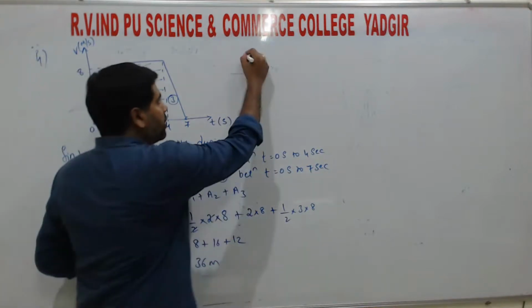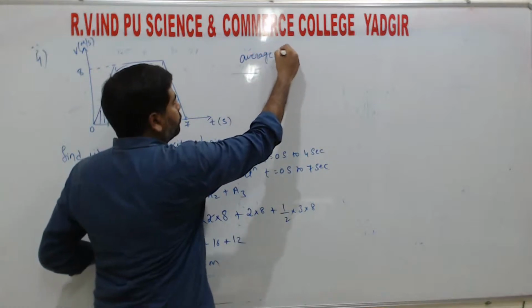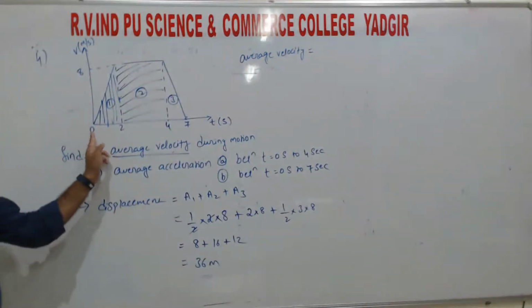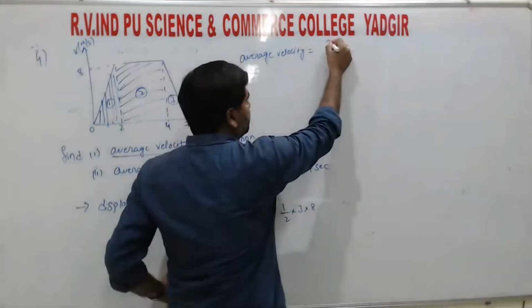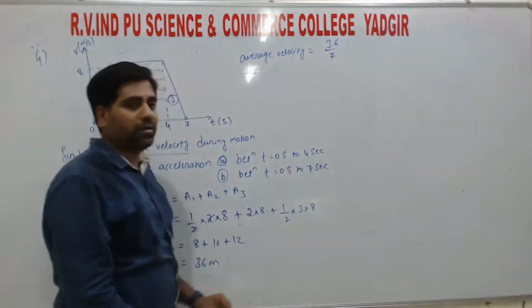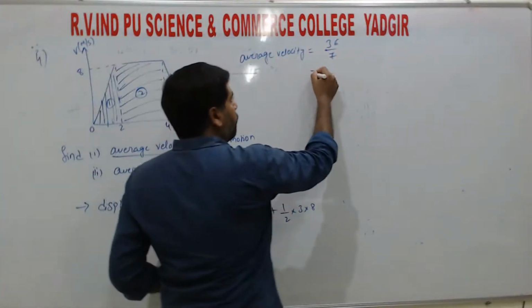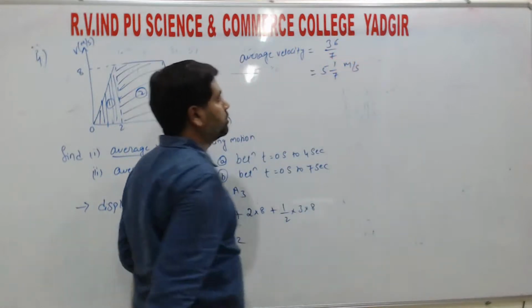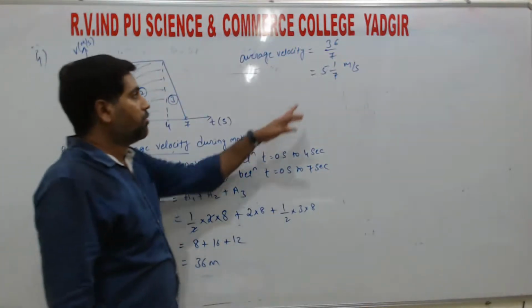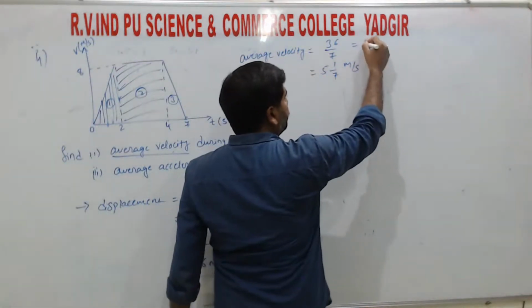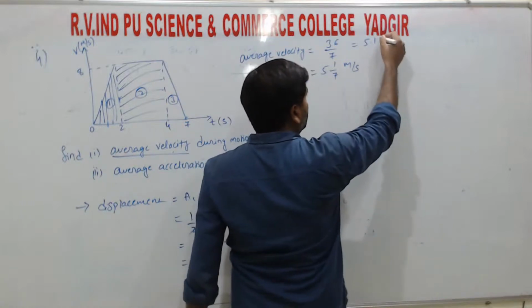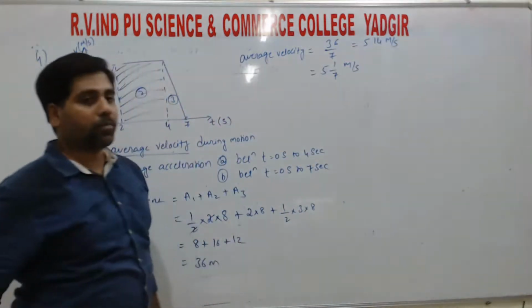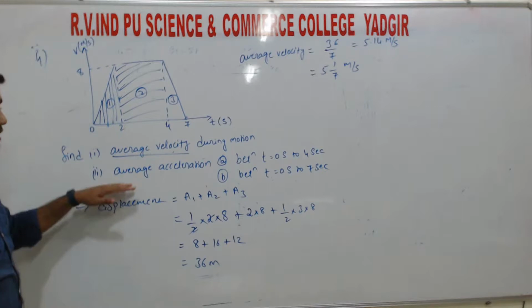So from this, the average velocity is total displacement by total time taken. So initial 0, final 7. The displacement is 36. 36 divided by 7, right? So 7 5s are 35. So 1 by 7 meter per second. So either we keep this in fraction form or in decimal form, right? 5.14 meter per second.